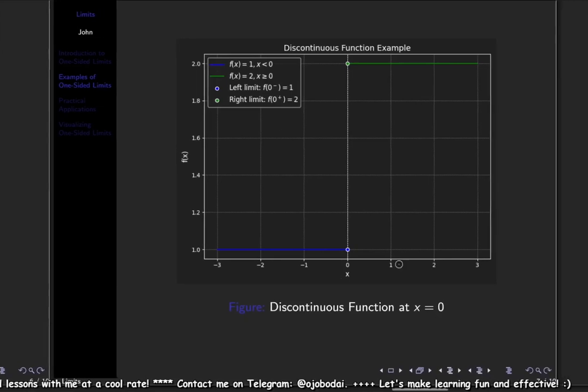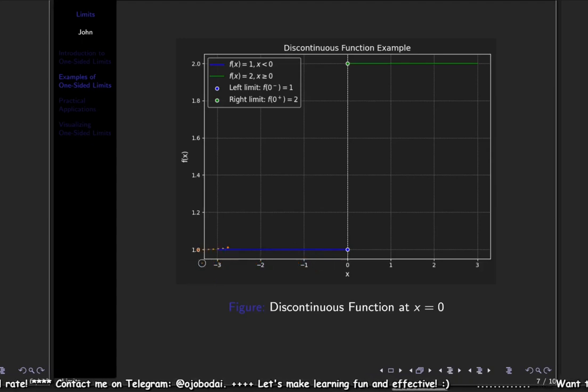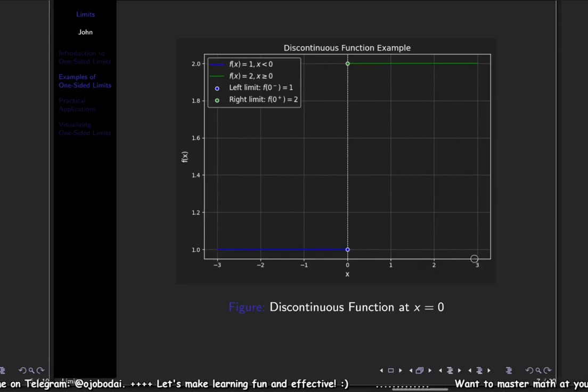So for every x that is less than 0, these are all values of x that are less than 0, we are getting an answer of what? 1. It doesn't matter the value of x. So for negative 4, we'll still get 1. This is it over here. But for x that are greater than 0, that is from 1 onwards, we'll get a value of what? 2. That is what the function is saying.